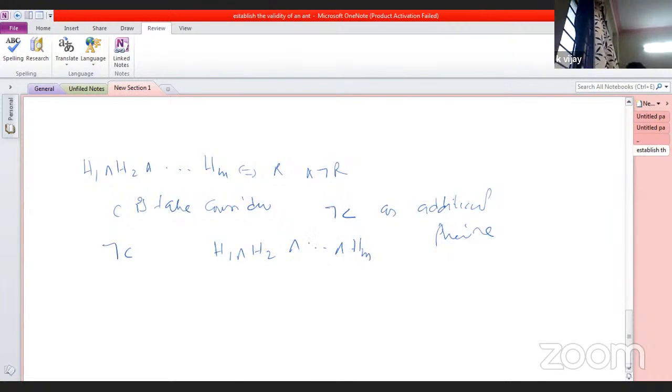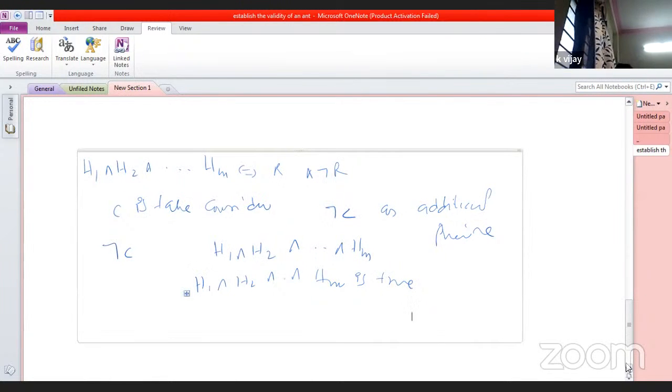So C is true. When we say C is true, H1, H2, and so on, Hm are true. When C follows logically from the premises H1, H2, and so on, Hm, then only can we take that C is true. These conditions should be followed. So we will take one example here.